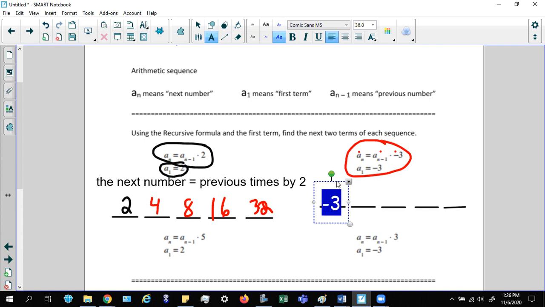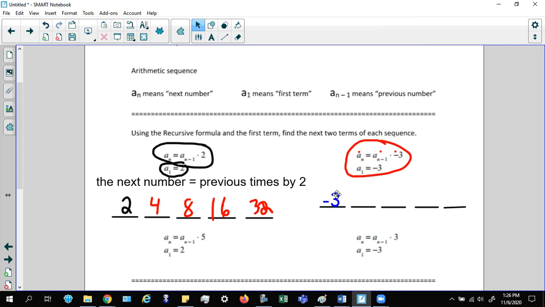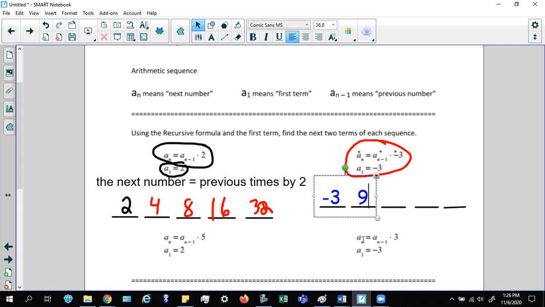All right. Might be a little too big, but we're just going to go with it. -3. So to get my next number, all I do is take my previous number and times it by -3, which gets +9. To get my third number in the sequence, you take the number before it, which was 9, times it by 3, -27. To get the next number, you simply take 27 and times it by 3. And I believe it ends up being 81.